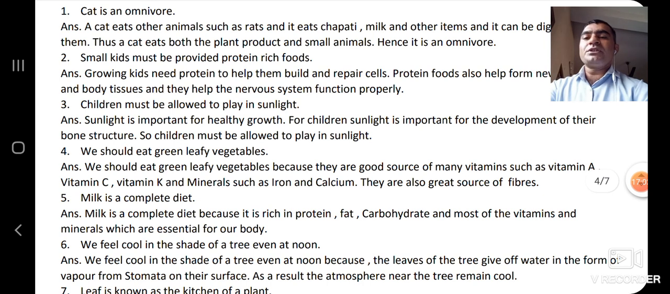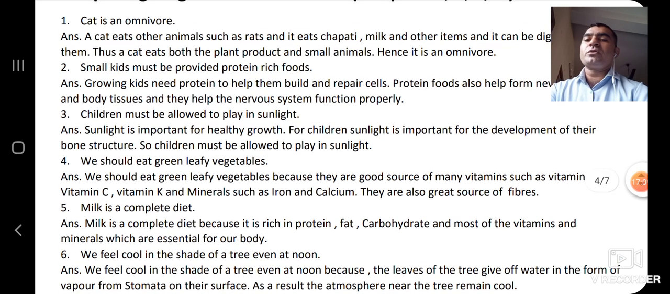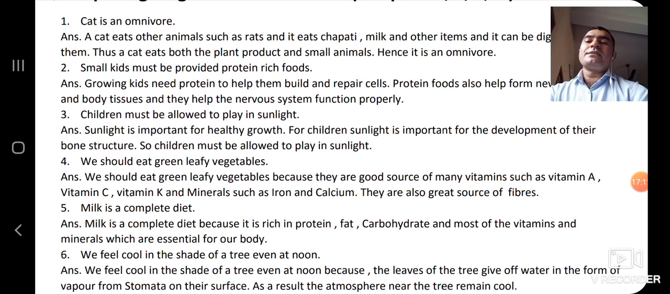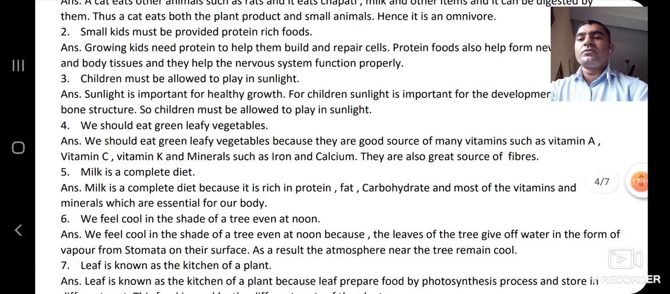We feel cool in the shade of a tree even at noon because the leaves of the tree give out water in the form of water vapor from stomata on their surface. As a result, the atmosphere near the tree remains cool. So this is the reason why under a tree we feel cool at noon.